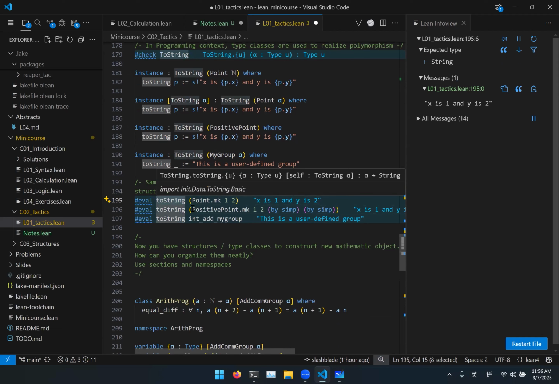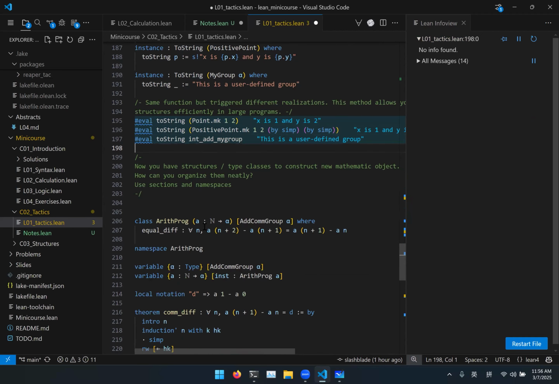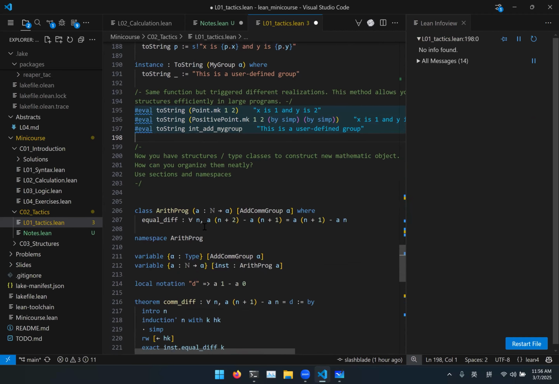So in this case, we use the same function applied onto completely different structures, including math structures and programmable structures. And in this case, you will get more flexibility. Otherwise, we will need to define different functions, or you want to realize different functions in your program. And this is the second thing.